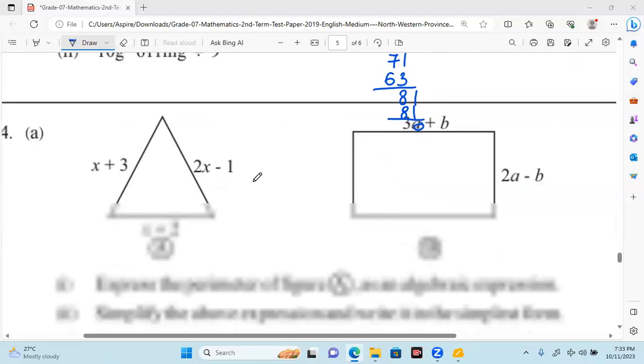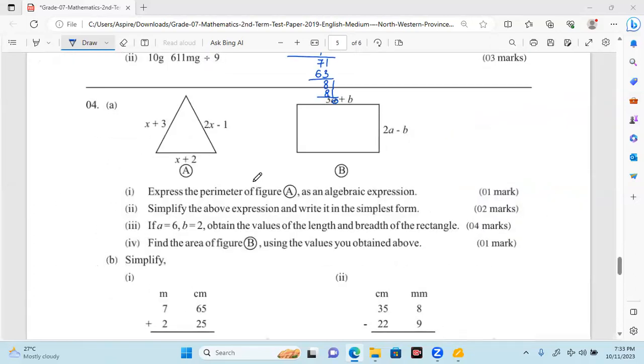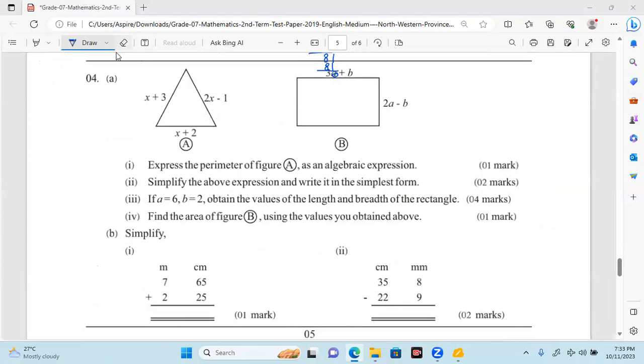Okay, Pute. The fourth question is based on algebraic expressions that we did last week. Here, I think you can remember what is meant by perimeter. It is the total outer length of a plane figure. Express the perimeter of figure A as an algebraic expression.